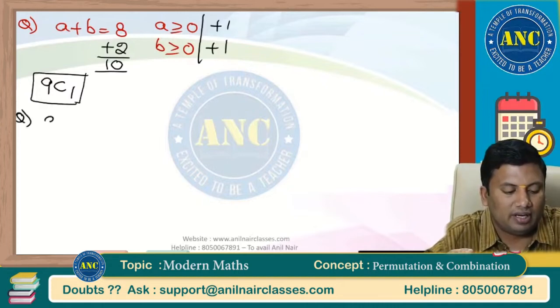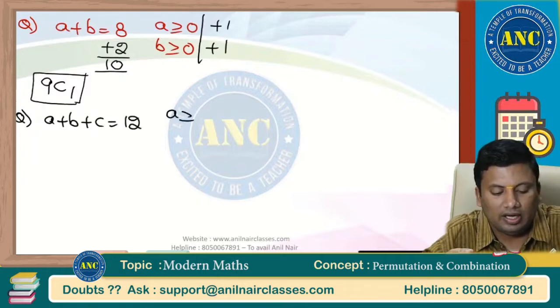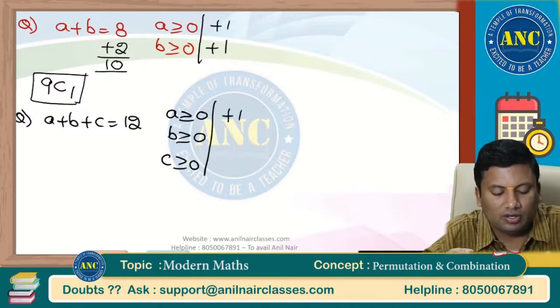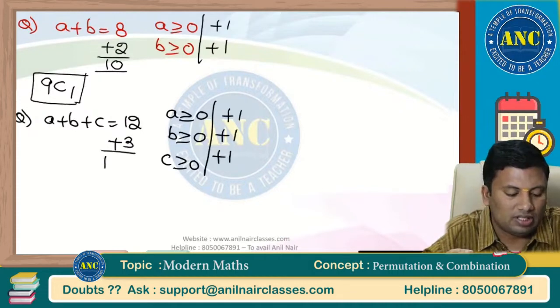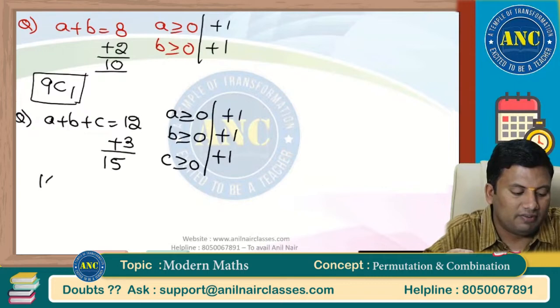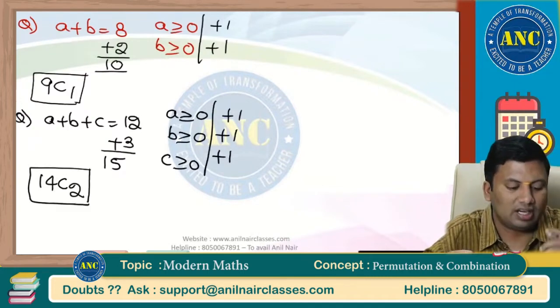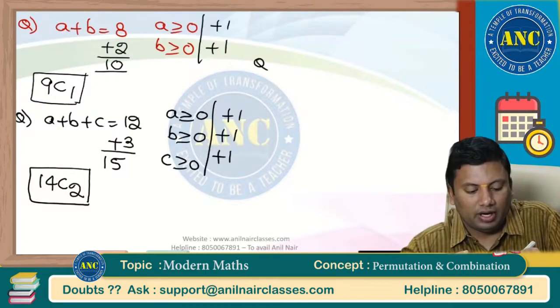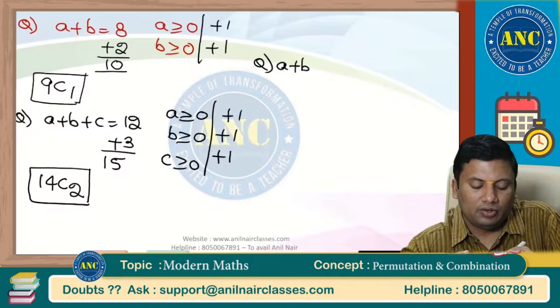Suppose if 3 variables are there. a plus b plus c equivalent to 12. a is 0, b is 0, and c is 0. 0, 0, 0. Add 1, add 1, add 1. 12 plus 3, which is nothing but 15. 15, it is nothing but 14C2. Answer is nothing but 14C2.